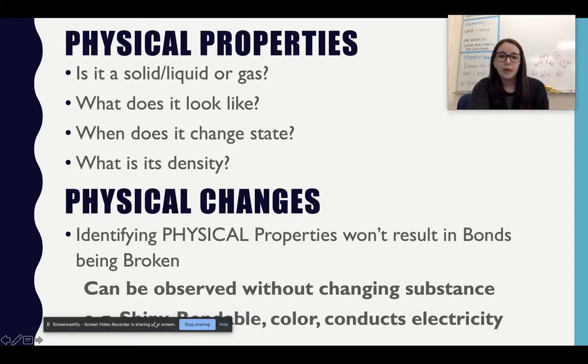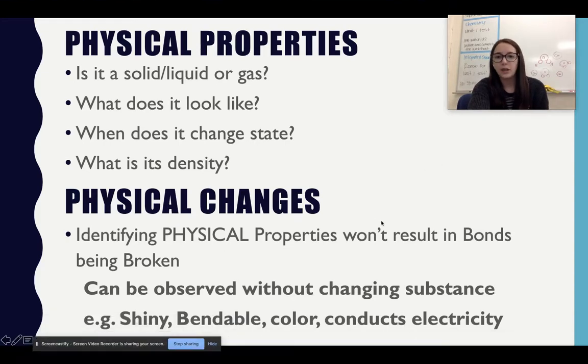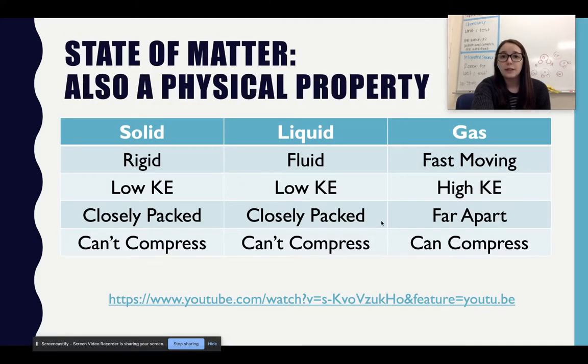This can be observed without changing your substance. So it can be shiny, bendable, color, conducts electricity, which is really cool. These are the states of matter. These are physical properties. Solids are going to have a low KE. They're closely packed and they can't compress. KE means kinetic energy, just so you know.